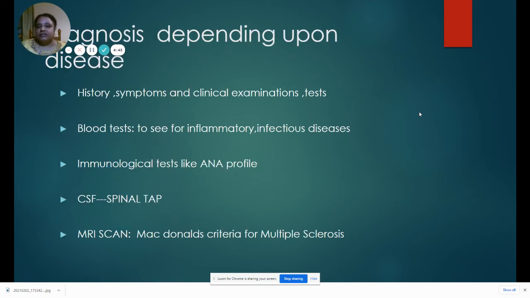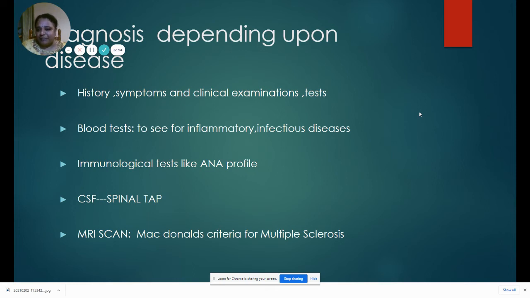So, diagnosis. The diagnosis of Lhermitte sign depends upon the disease we suspect. Usually you take a history and ask what symptoms the person has got, and you do some clinical examination depending upon the history and symptoms. Also you have to carry out some tests. Blood tests to look for inflammatory and infectious diseases, and immunological tests like ANA profile to rule out SLE.